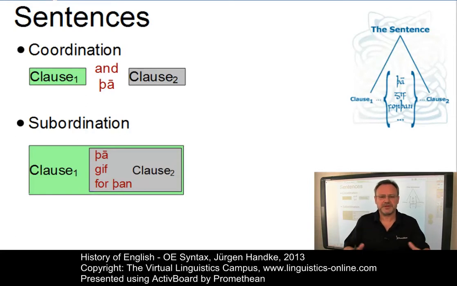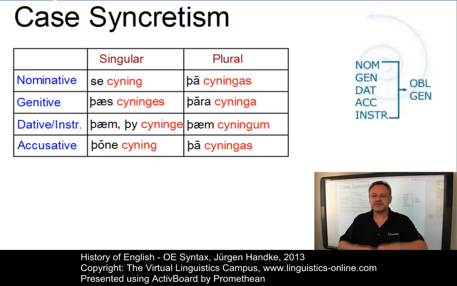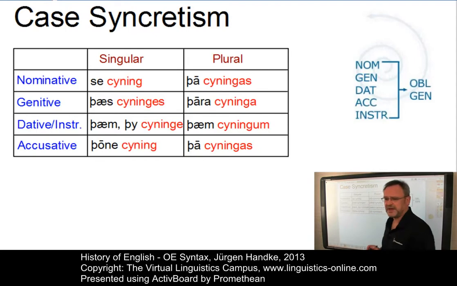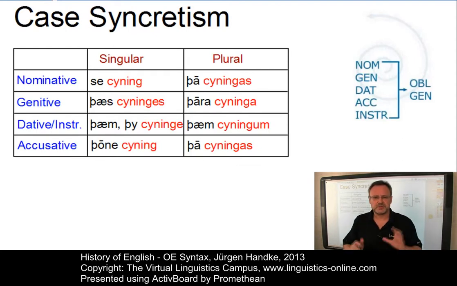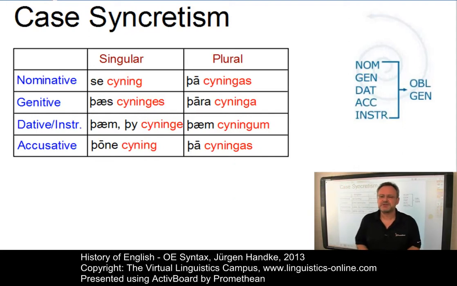Now, the development of word order in Old English was accompanied by a development that is referred to as case syncretism. Case syncretism is a technical term for the weakening of the case system of a language. Old English nouns, as you can see here, had 4 cases. We discussed them in the e-lecture Old English Morphology. Yet, the Old English case system had already begun to undergo syncretism.